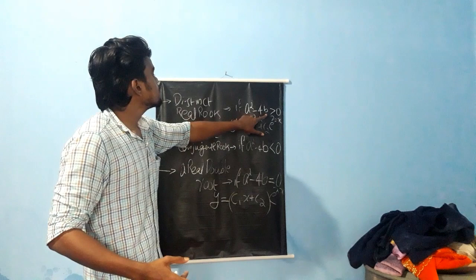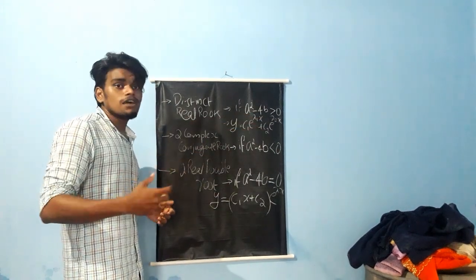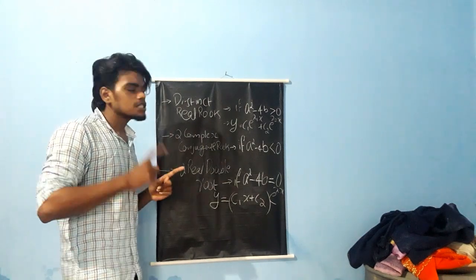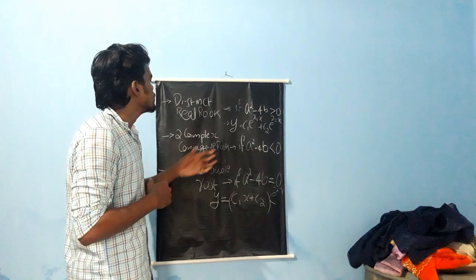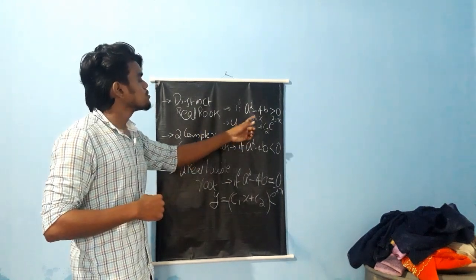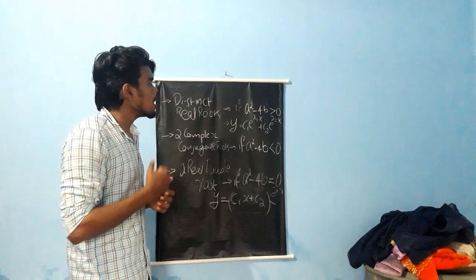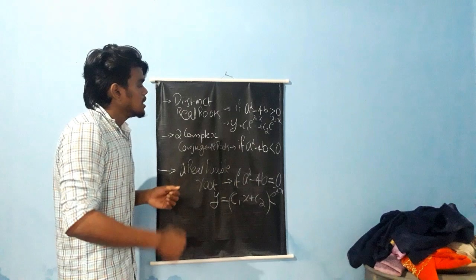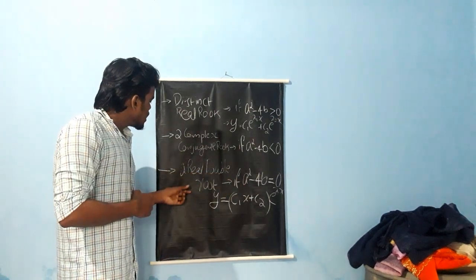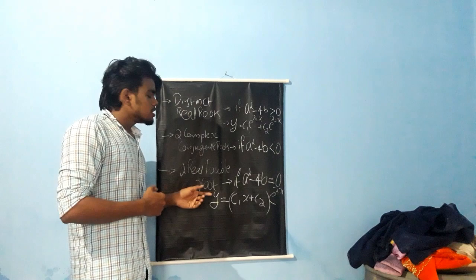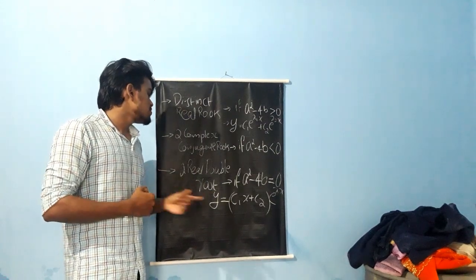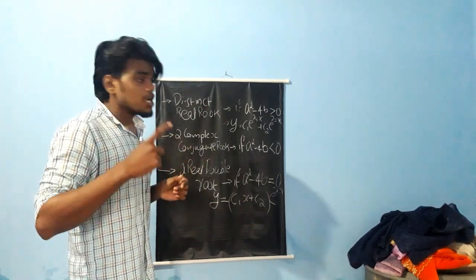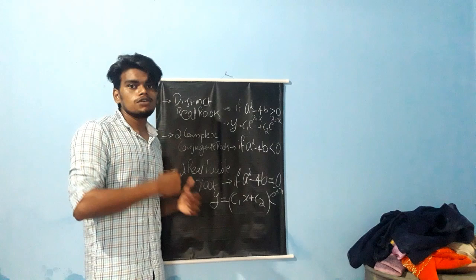If the a square minus 4b term is greater than 0, we have distinct real roots, which means we have two values for lambda, lambda 1 and lambda 2. Then our general solution will be y is equal to c1 e raised to lambda 1 x plus c2 e raised to lambda 2 x. If the value of a square minus 4b is equal to 0, we have real double roots, which means the general solution of the differential equation will become y is equal to (c1 x plus c2) into e raised to lambda x, which means we only have one value for lambda.